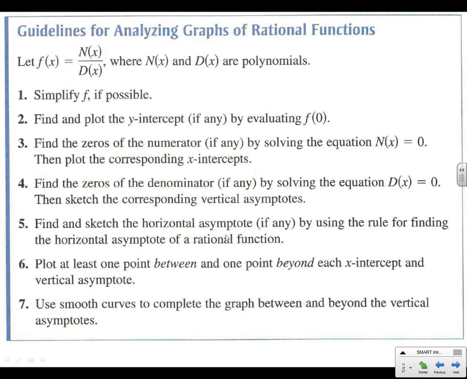Okay? We'll draw as much as we can in there for the horizontal asymptote based on the rules for the top and the bottom. And then we'll plot some more points. You'll see what that looks like in a second to get our graph.